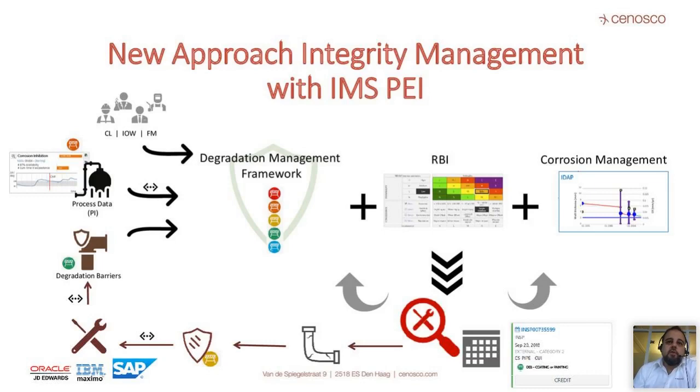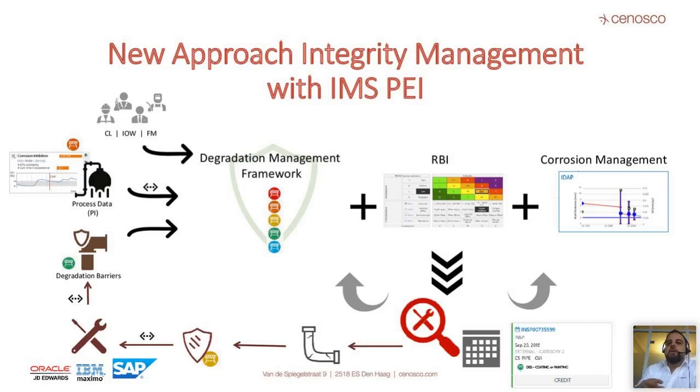In addition to those degradation barriers, we have integrated process data, or the API data, into the degradation management framework, as we call DMF. So your live process data is now fed into the DMF. Whenever you have been operating outside your integrity operating window, you're going to have a flag indicating you've been operating outside the window for that period. So now your degradation barrier status will change, and you have to pay attention. Then it's going to trigger a note to your RBI team saying you have to review that RBI analysis, for example.